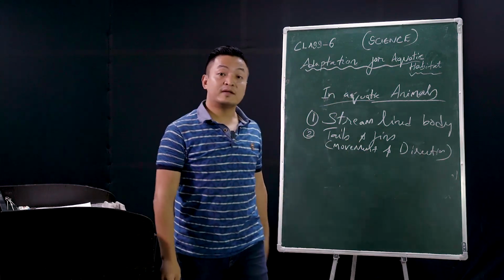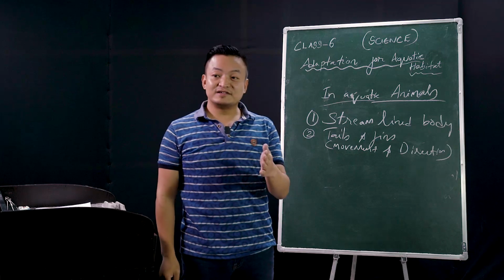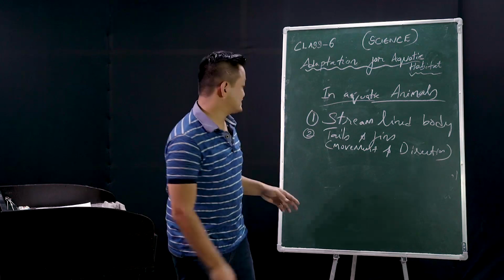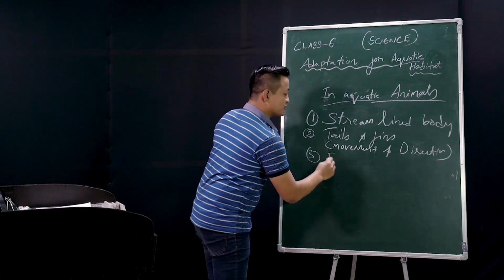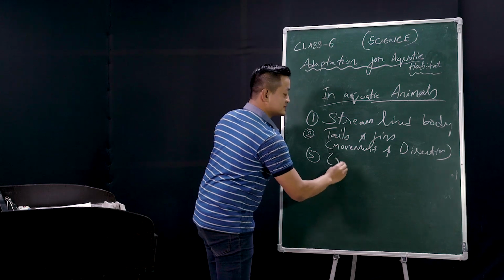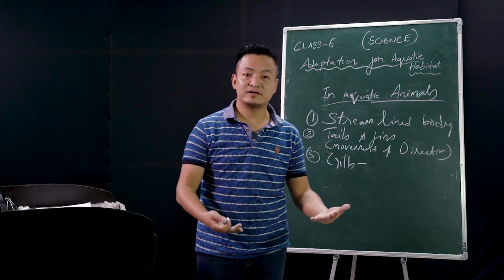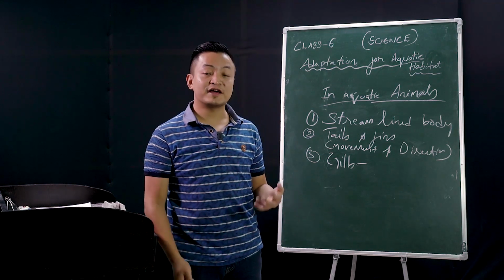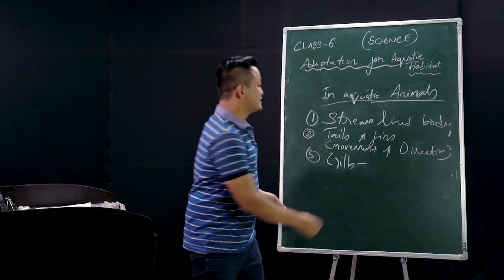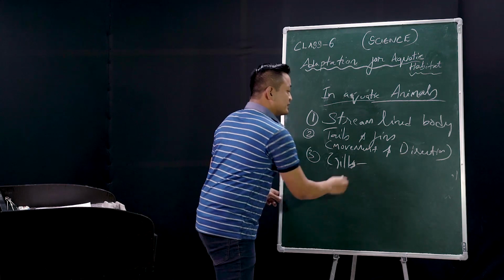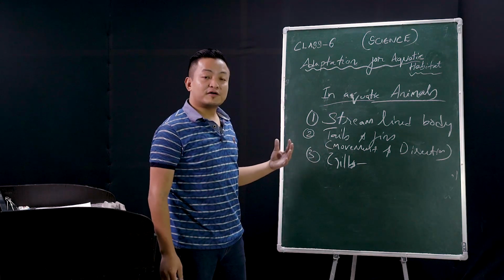Clear? Now they have gills, okay? Gills. This is an important part of fish. They have gills. Gills, you all know this is for breathing. They have to breathe. Clear? They have to breathe inside the water. So these gills, the important function would be for breathing.